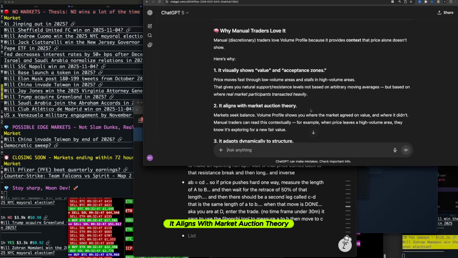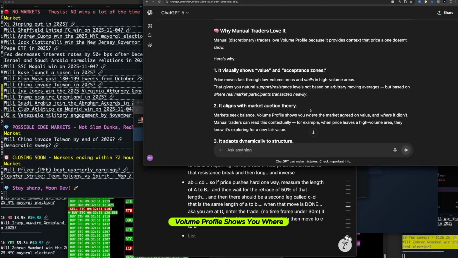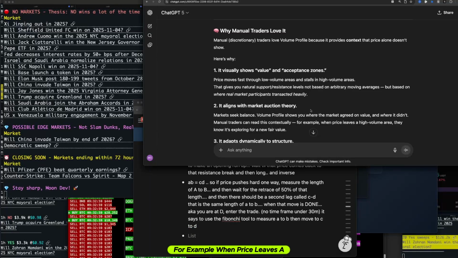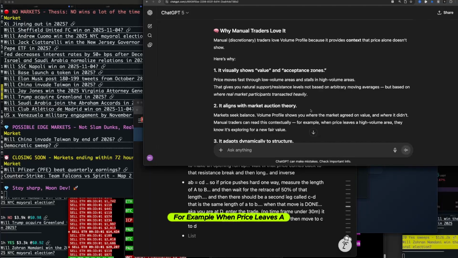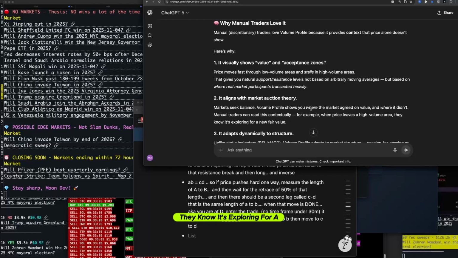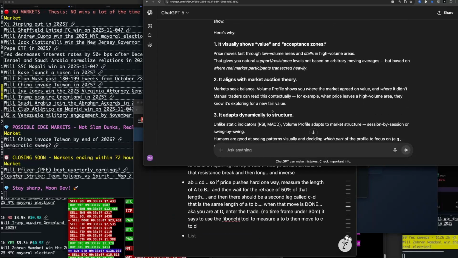It aligns with market auction theory, markets seek balance. Volume profile shows you where the market agreed on value and where it didn't. Manual traders can read this contextually. For example, when price leaves a high volume area, they know it's exploring for a new fair value.